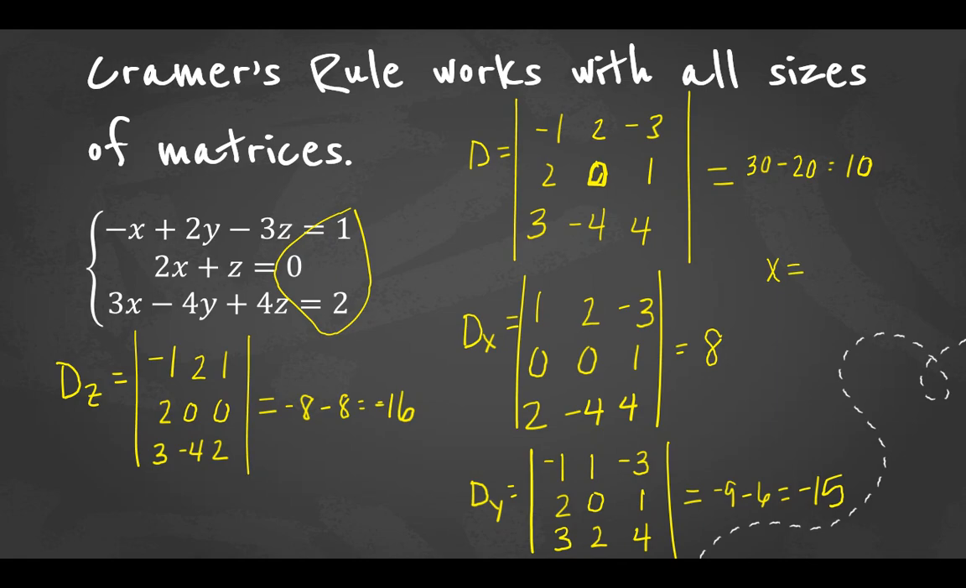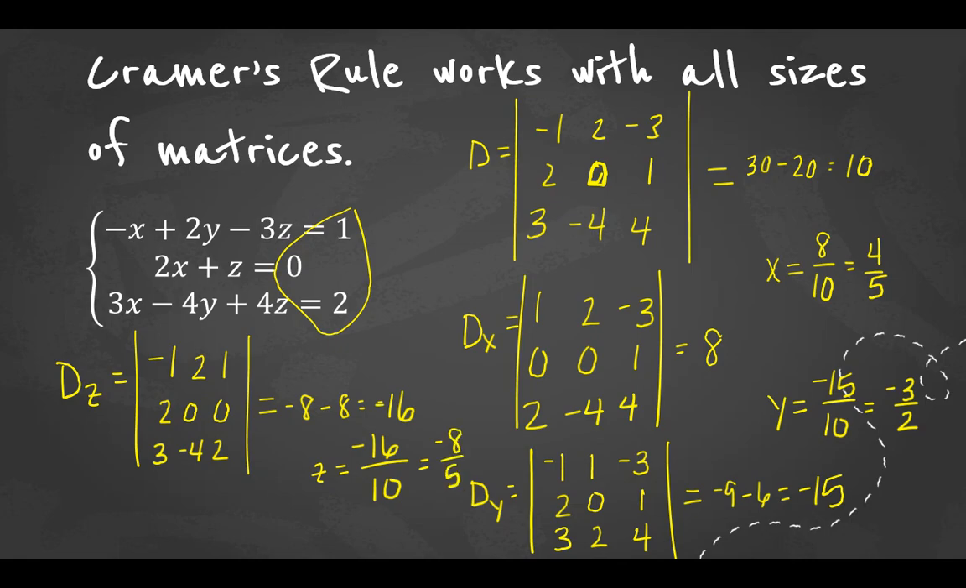So let's start with our x. How do we find x? We take 8 over 10, which is 4/5. Yep. How do we find y? Negative 15 over 10, which is negative 3/2. And z, negative 16 over 10, which is negative 8/5. So the solution for our system is 4/5, negative 3/2, negative 8/5.